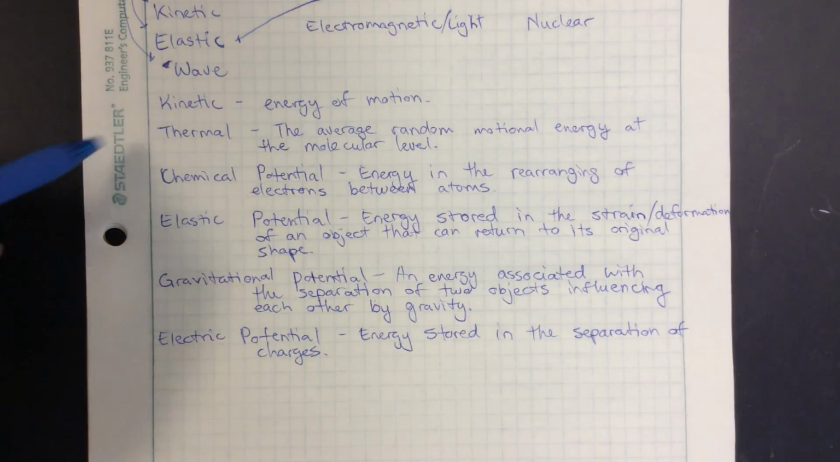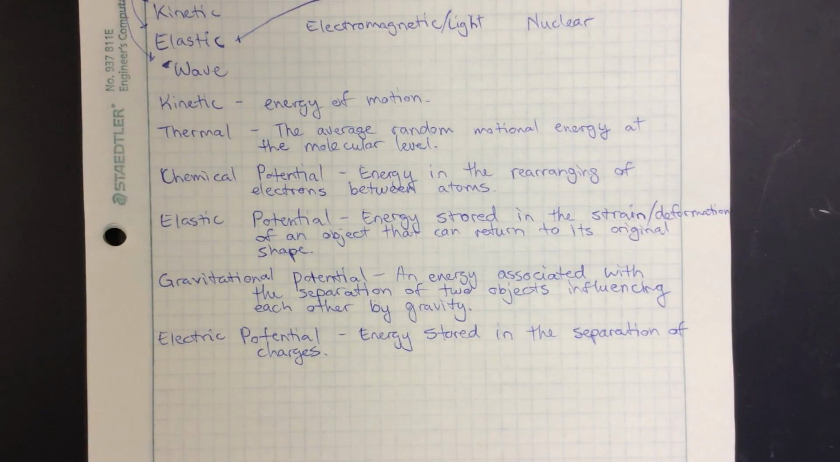You can take 20 joules of thermal energy and turn it into 20 joules of kinetic energy. You can take 20 joules of kinetic energy and turn it into 20 joules of chemical potential energy. You can change from one form to another, which leads me to my next point.